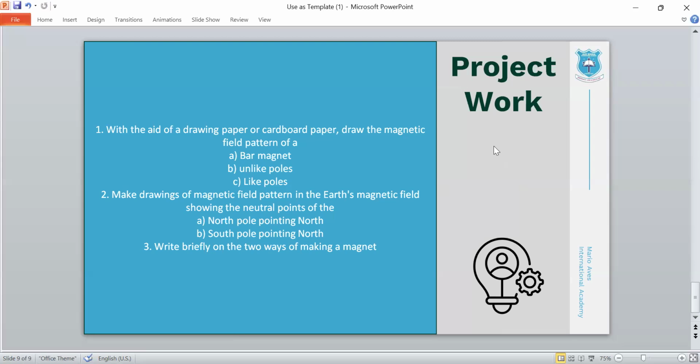The second question is, make drawings of the magnetic field pattern in the Earth's magnetic field, showing the neutral point for A, the north pole pointing north, and B, the south pole pointing north. Then lastly, write briefly on the two ways of making a magnet. I believe you will find this simple, even as you research and get more knowledge on the topic, the magnetic field.